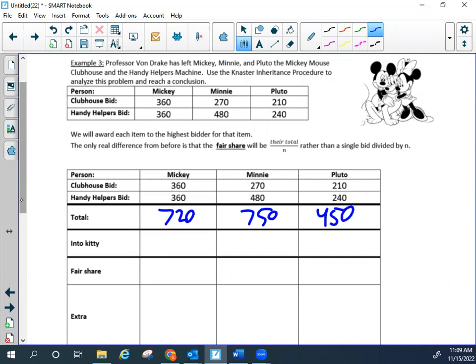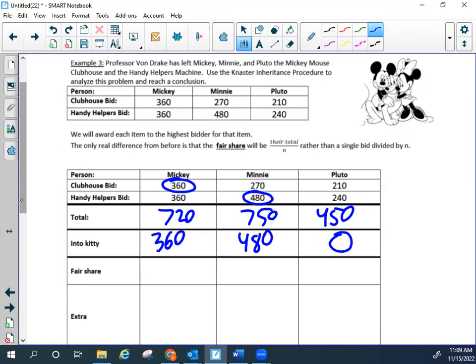How much did they put into the kitty? Well, if I look just at the clubhouse bid, Mickey won that, $360, meaning Pluto bid less. The handy helpers, Minnie won that. Which means when it comes time to put money into the kitty, Mickey put in 360, Minnie put in 480, Pluto didn't win anything. So he puts in nothing.